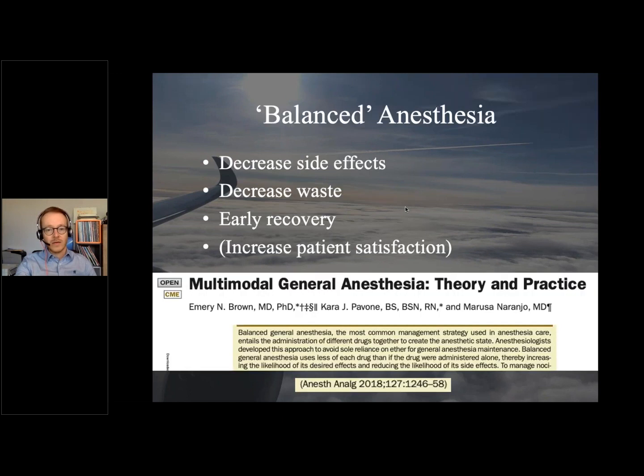So what can we do? I think this is the thing we can do. We can give our patients balanced anesthesia. We can combine different drugs in order to give of each drug a smaller dose. This way we can decrease side effects, we can have less waste, we can have less use of vasopressors, we might have an early recovery and maybe even increase patient satisfaction.